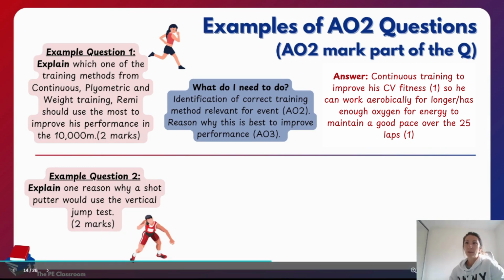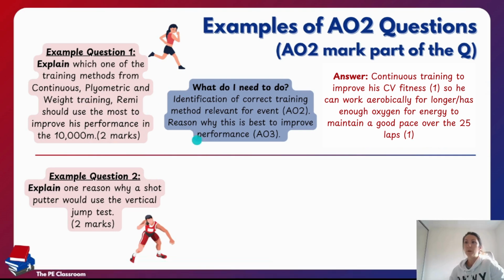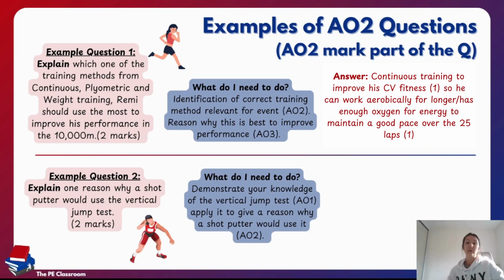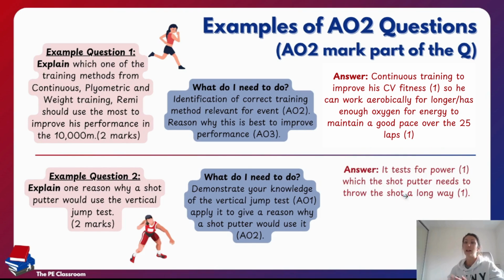This next one, explain one reason why a shot putter would use vertical jump test. So it's 2 marks. So for this question, before you give your reason why the shot putter would need to complete the vertical jump test, you need to be able to demonstrate your knowledge and recognise the vertical jump test for power. So that's your first point. So that would be an AO1 point. And then you would go into your explanation as to why the vertical jump test is therefore relevant.